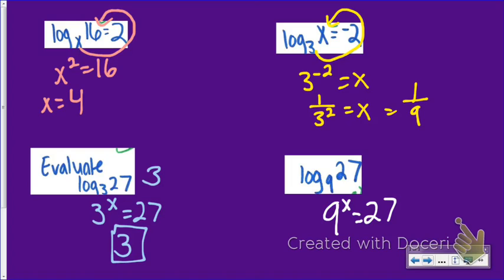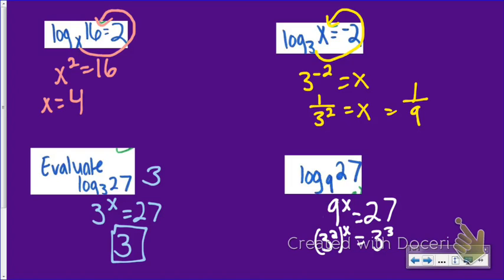Now this one is a little bit harder. So what I'm going to do is rewrite this, because I can't really think easily of a number to get from 9 to 27. If I square 9, it's going to be way too big. If I take the square root of 9, it's going to be way too small. But what I do know is both of these numbers can be rewritten as a form of 3, because 3 squared is 9, and I know that 3 cubed is 27.